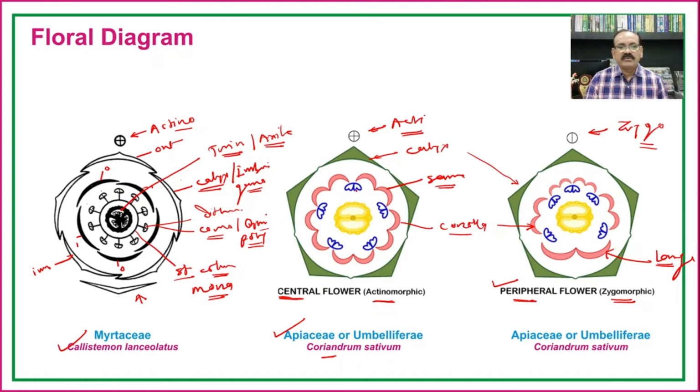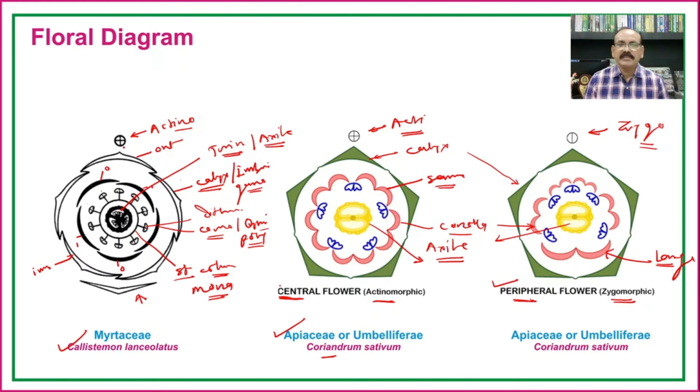Then the presence of 5 stamens in the central flower and in the peripheral flower also, they are dithecous and introrse. Then the presence of 2 carpels with axile placentation. So in this way we can draw two different types of floral diagrams for a particular plant or species if there are two different types of flowers.